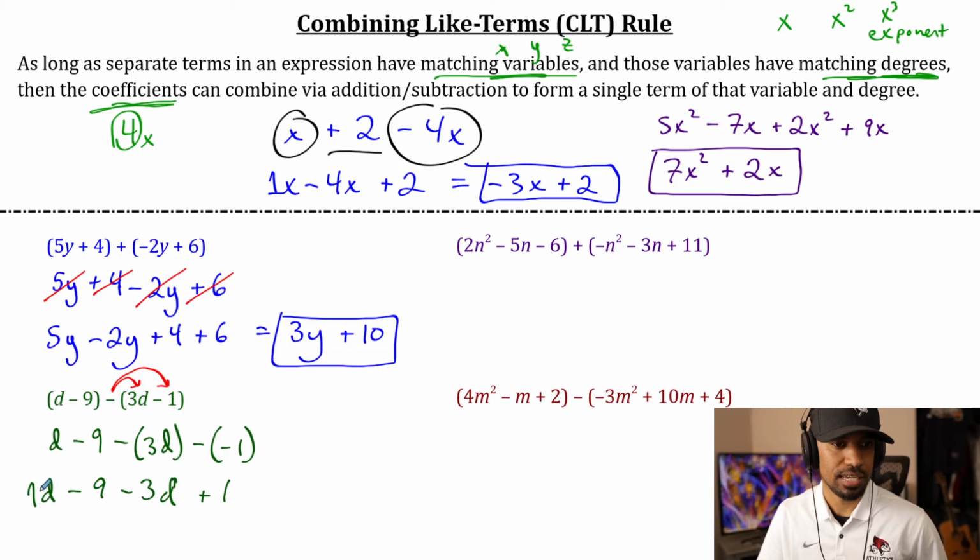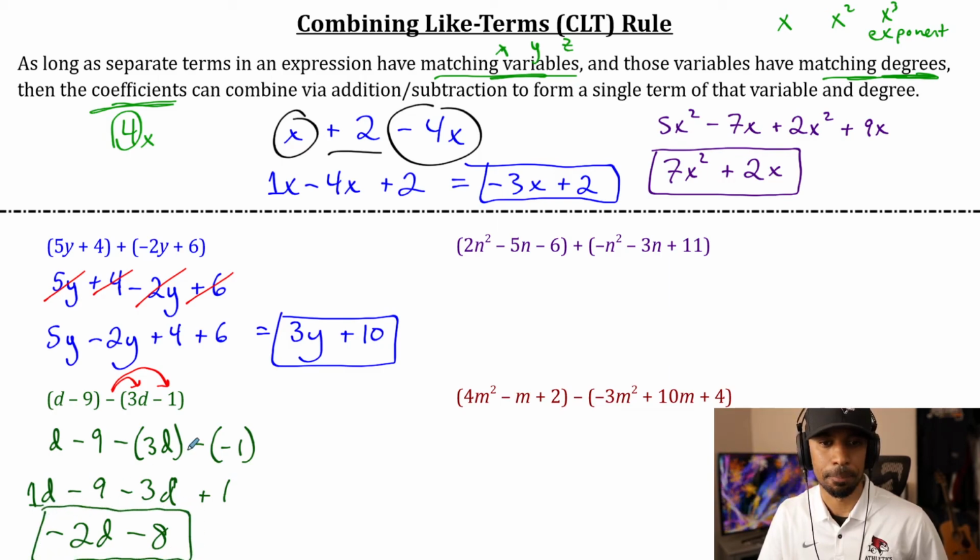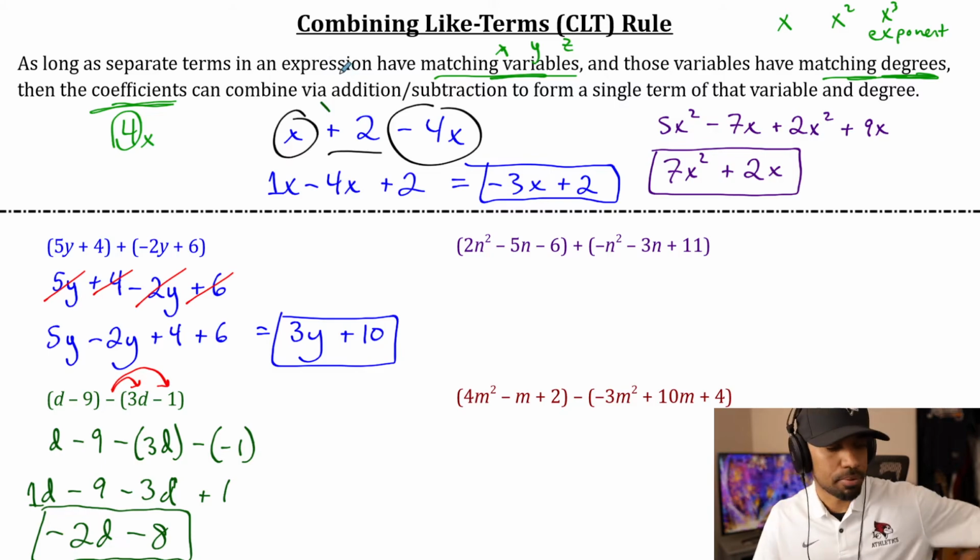This is going to be 1d minus 3d. 1 minus 3 is negative 2. That becomes negative 2d. Negative 9 plus 1 becomes negative 8. I get negative 2d minus 8 right there. So that's it, and that's all for that problem.